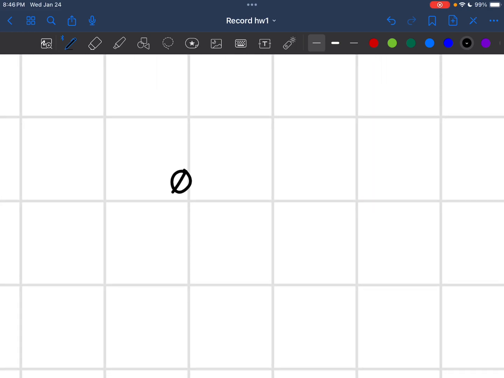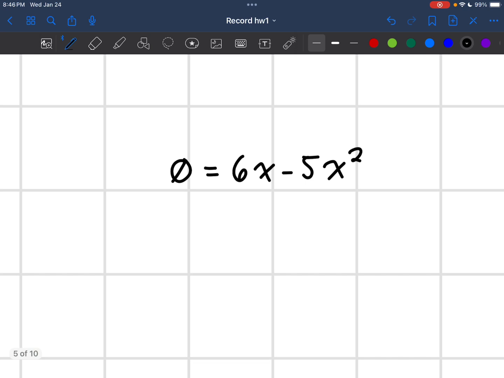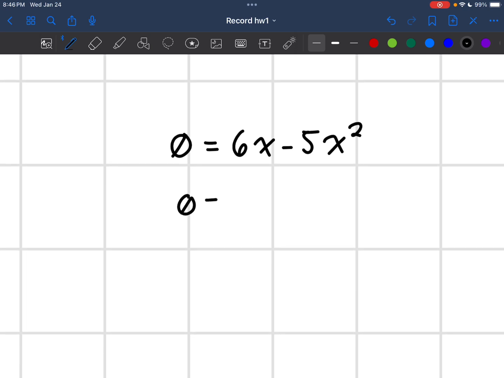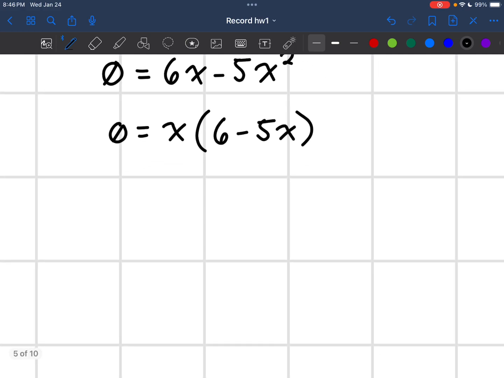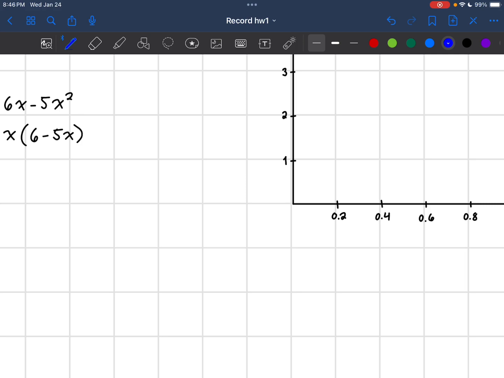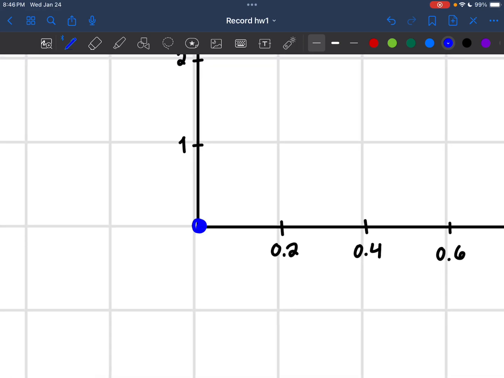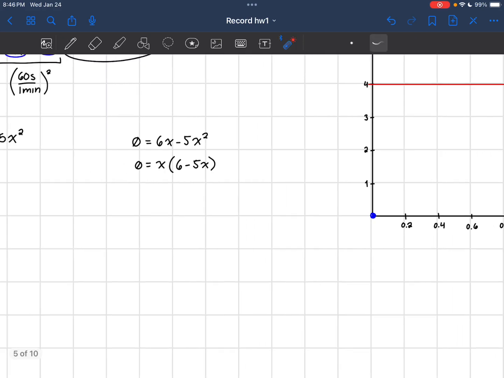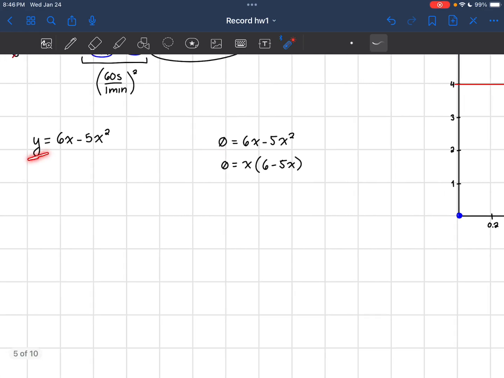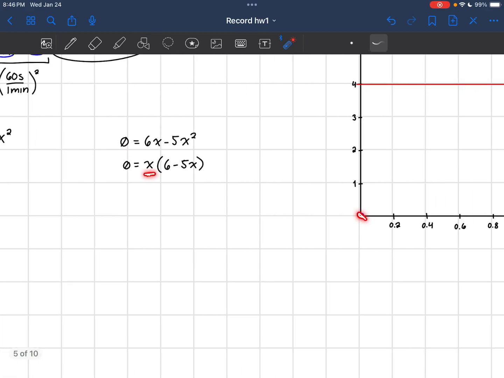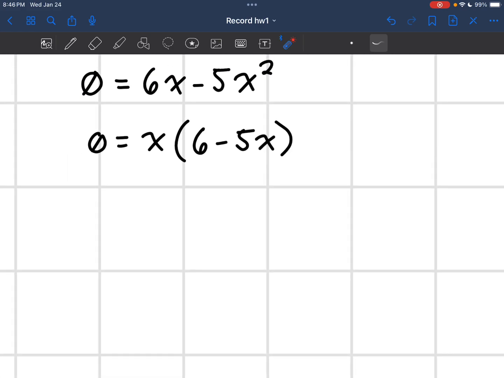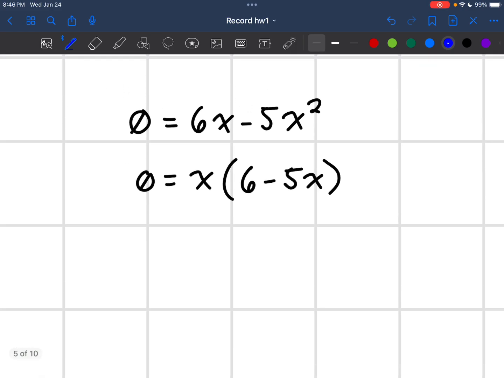So I'll say when y is 0, not 5x, sorry, that's 6x minus 5x squared. I can factor out an x, so I'll get 0 is x times (6 minus 5x). So I know that x equals 0 is a solution to that equation. So when y equals 0, because that's what I set there, x can also equal 0. And then also this will be a solution. Sorry, I'm just brushing through this algebra a little bit.